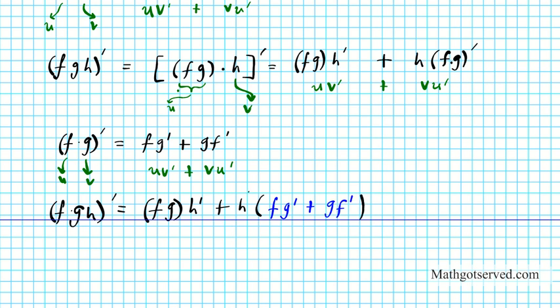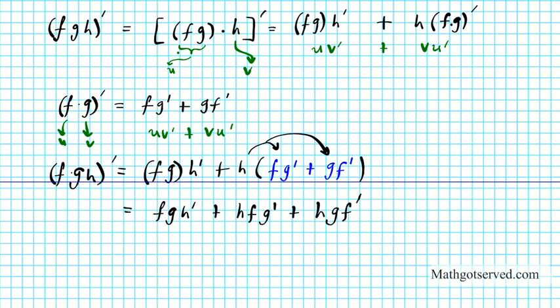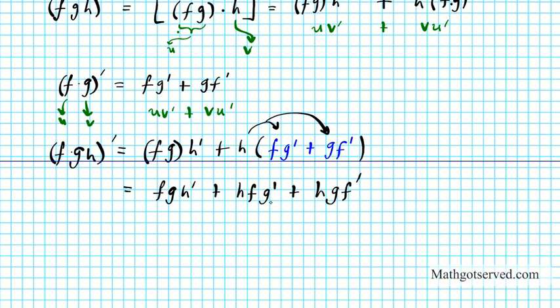Alright, now what are we going to do next? We just simply distribute this h to these two terms right here. Okay? Now, I can just drop this parenthesis here: f times g times h prime plus h times f times g prime plus h times g times f prime. Okay? Alright, so let me reorder these terms since we know that addition commutes. I'm going to reorder all these terms so that you can clearly see the pattern that's going on here.